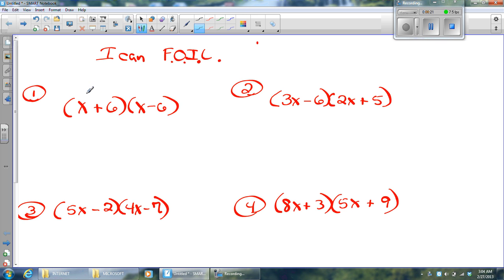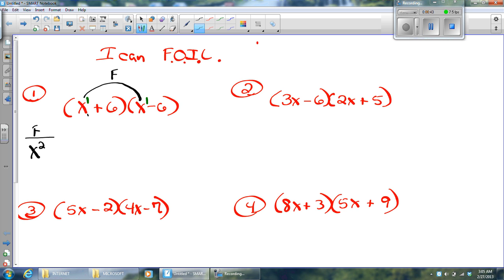We're going to do problem number 1 here. We're going to do the firsts, right? There's our firsts, and when I do our firsts, I'm going to get x times x, and I know that is going to give me x squared. Remember, I could stick little ones right there because I know I'm doing x times x, right? Okay, very good.